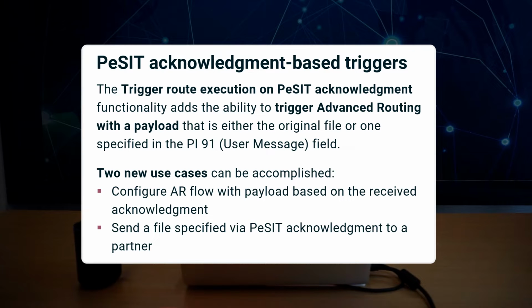1. Configure an advanced routing flow with payload based on the received acknowledgement. And 2. Send a file that was specified via PeSIT acknowledgement to a partner. Check the administrator guide for examples that can help you create complex flows using PeSIT acknowledgment-based triggers.